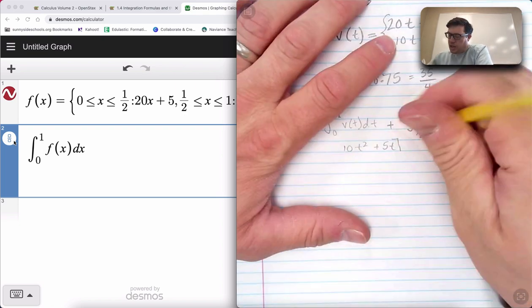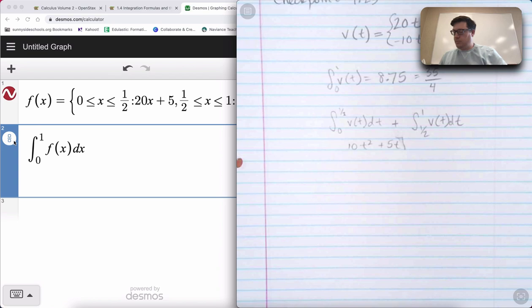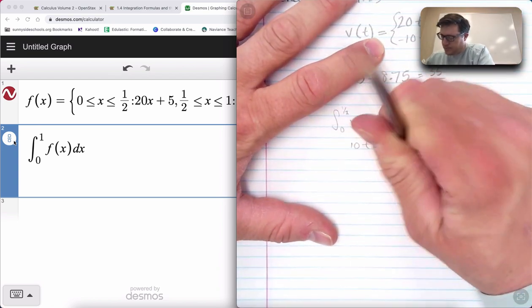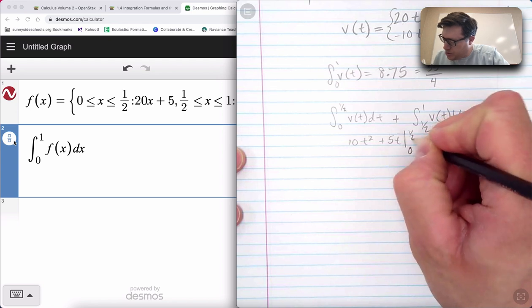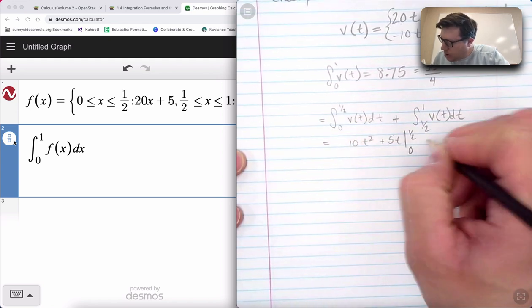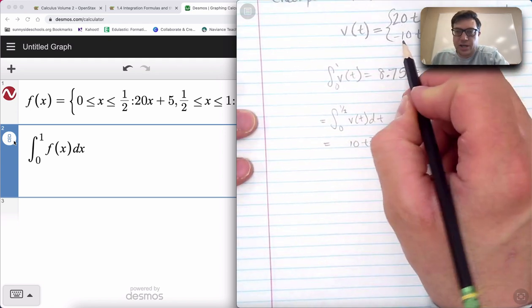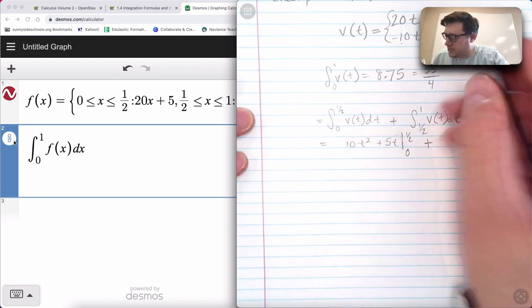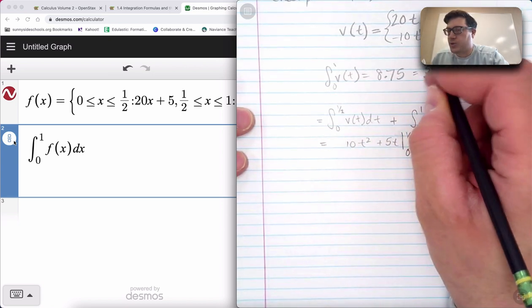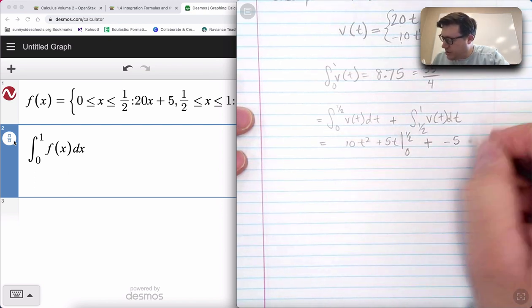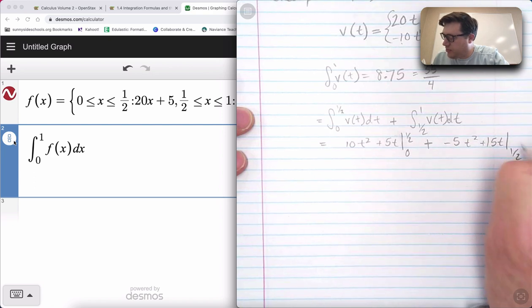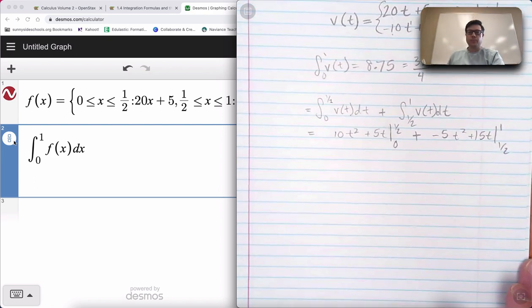And I'm going to use the line notation. Without that, the pencil was not good. There we go. Line notation 0 to 1/2. Plus, now I have the integral of negative 10t plus 15. So the 1 becomes a 2. You divide by 2, and we would have negative 5t squared plus 15t evaluated from 1/2 to 1.